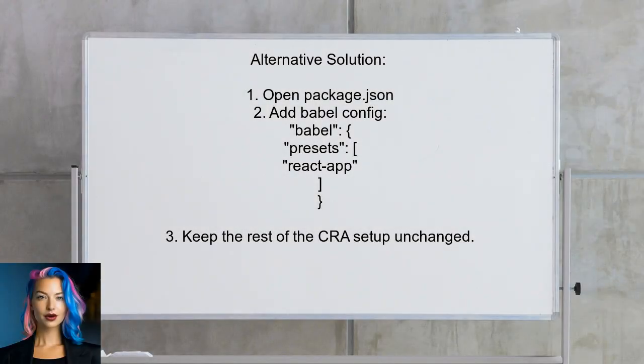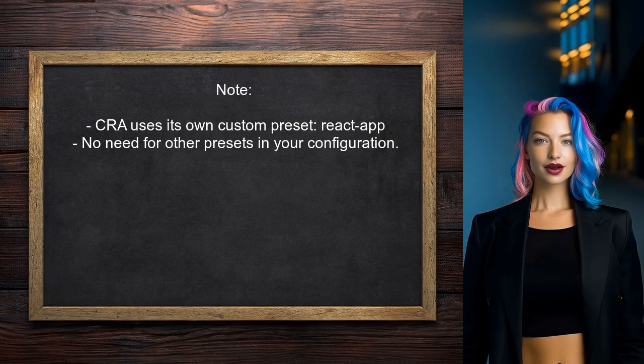An alternative solution from another user suggests that if you're using Create React App and encountering this error, you should modify your package.json file. Specifically, add a Babel configuration with the React App preset. This user explains that Create React App uses its own custom preset called react-app, which is already set up in the webpack.config.js file. Therefore, no additional presets are necessary.